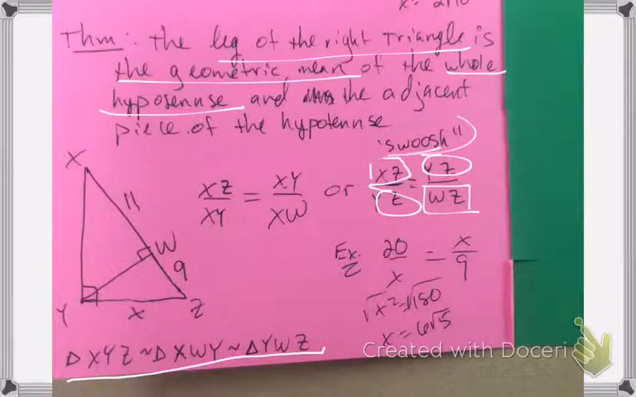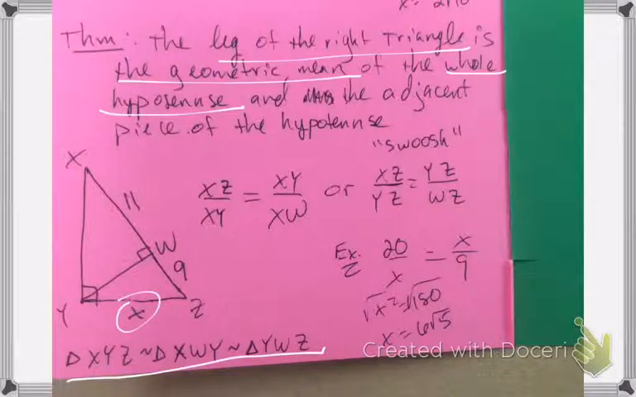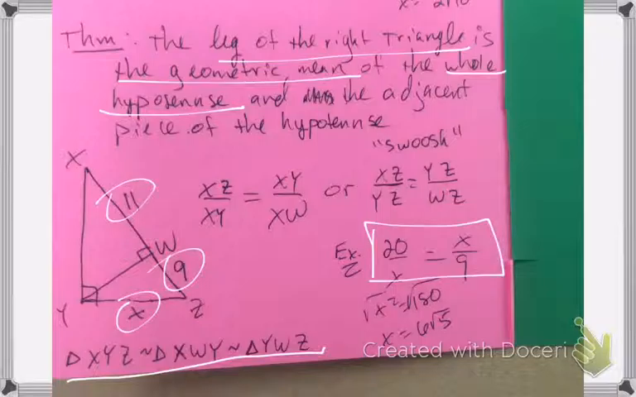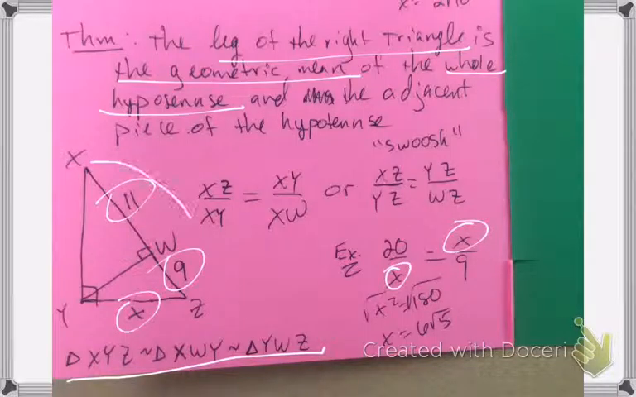All right, so a quick example of this might be, if I want to find this leg here, yz, and I know that this piece is 11 and this piece is 9. Okay? All right, so the leg is the geometric mean. So I stop and I set up a proportion. Right? And I put the leg in the up diagonal, x. Now, it's the geometric mean of the whole hypotenuse, which is 20, which is why you see a 20 here. And the adjacent piece is the piece that's touching the leg, which is this 9.